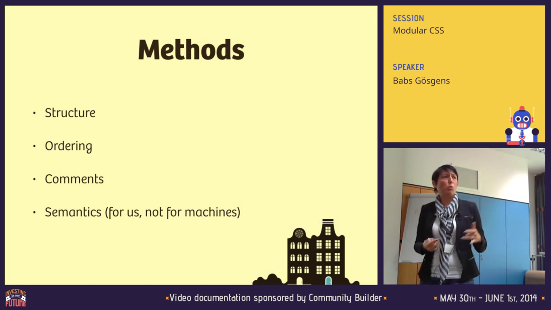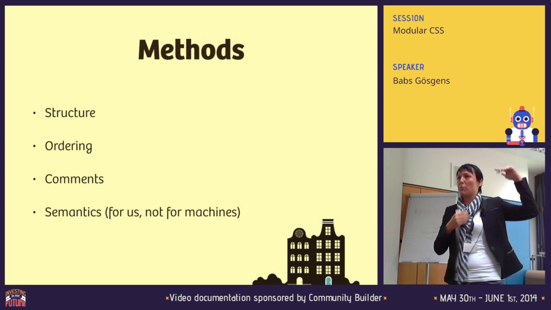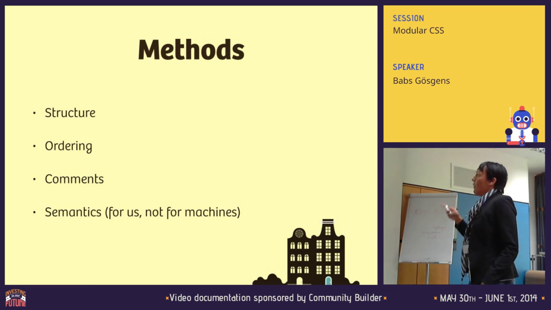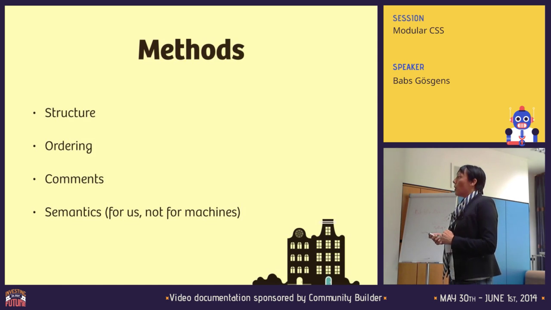I remember when we didn't use preprocessors that we put huge index files in the beginning of our style sheets so that new developers could read what was going to be in them later on. But still, they were big. Then ordering, not only the ordering of your styles, your declarations, but also the ordering of the properties within those declarations can help you give more structure and meaning to your style sheets. Commenting, very important, is another method you can use to make life easier for yourself and for other developers that may come onto the project later on.